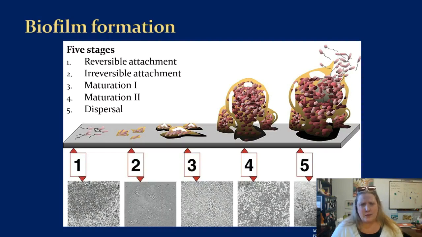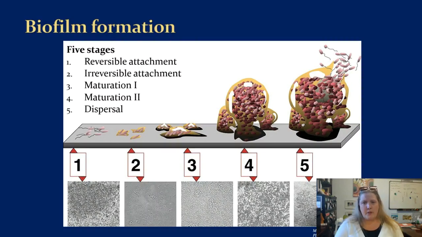This matrix is also called extracellular polysaccharide or extracellular polymeric substance, otherwise known as EPS. As the cells start to multiply on the surface, they produce more polysaccharide matrix. Other cells can get recruited or sit down and join the party. And this will continue to grow through stages 3 and 4, which are known as maturation 1 and 2.